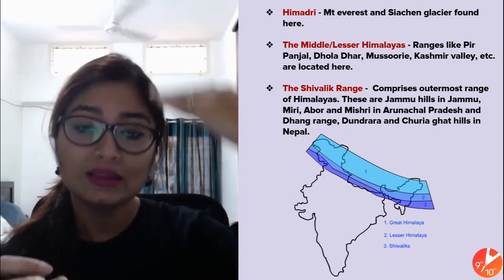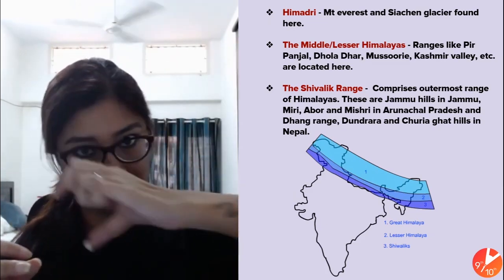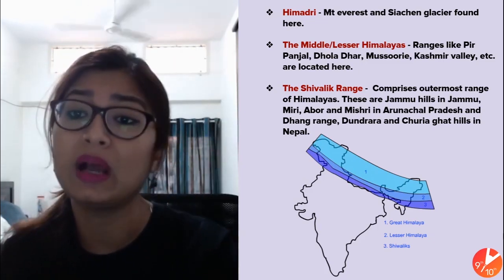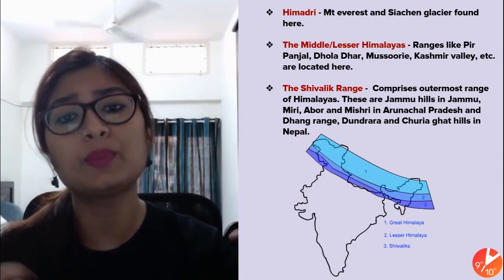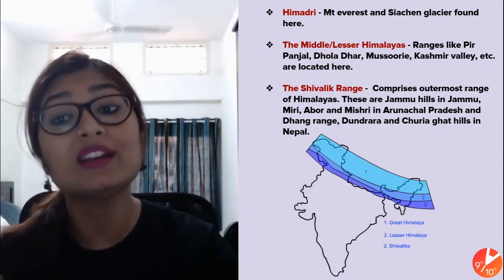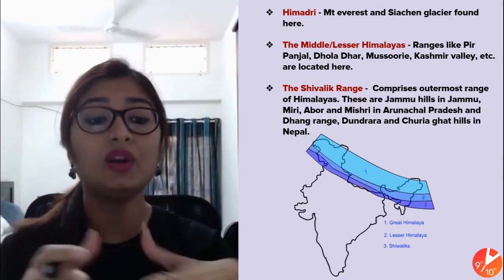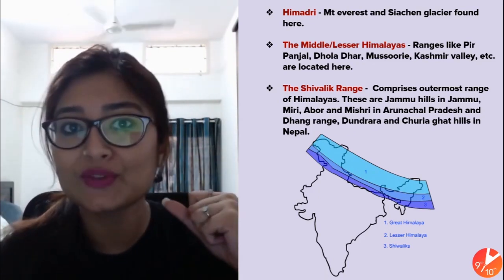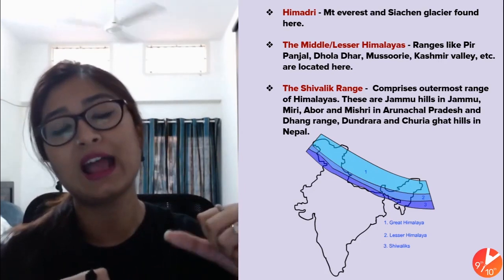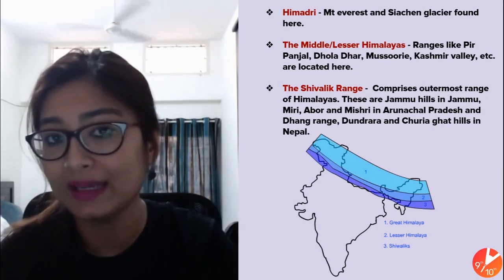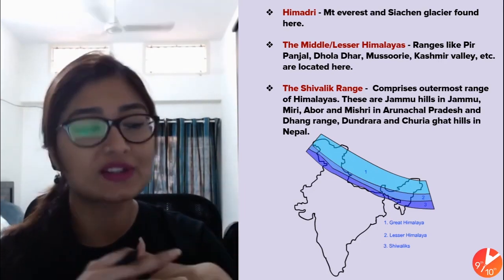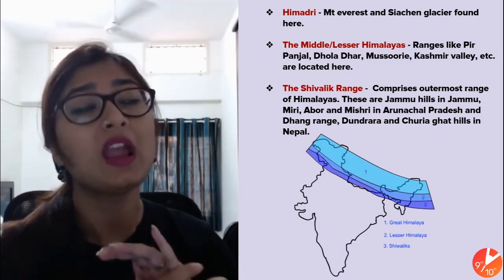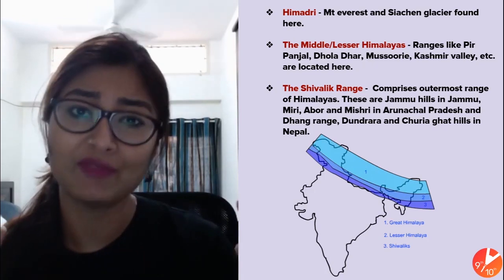Then the second stretch comes off the Lesser Himalayas. Now it has ranges like Pir Panjal, Dhauladhar, Mussoorie, Kashmir Valley, etc. located here in the Lesser Himalayas. What are the rivers that flow through it? The major attraction that it has is Jhelum and Dal Lake, which is in Jammu and Kashmir, which is very famous. It's a huge tourist attraction and people love to be there. And you might have also seen it in various movies.